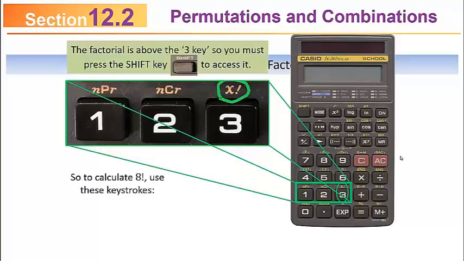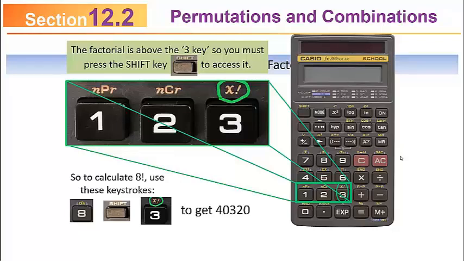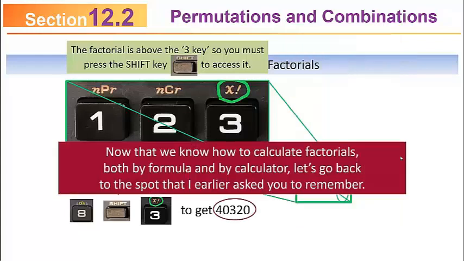So if I ask you to calculate 8 factorial, you would press 8, then you would do Shift 3. Shift 3 takes you to the factorial. And you don't even have to press equal to, and you'll get 40,320.